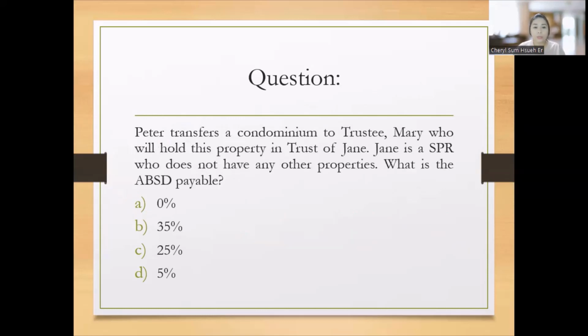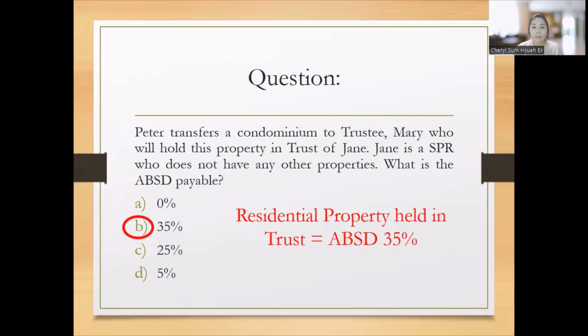The next question. Peter transfers a condominium to trustee Mary, who will hold this property in trust for Jane. Jane is a Singapore permanent resident who does not have any other properties. So what is the ABSD payable then? The answer will be straightforwardly 35%, isn't it? Residential property held in trust, straightforwardly 35%.